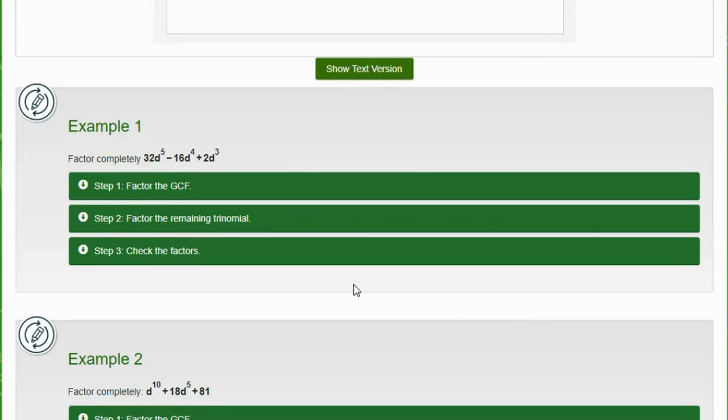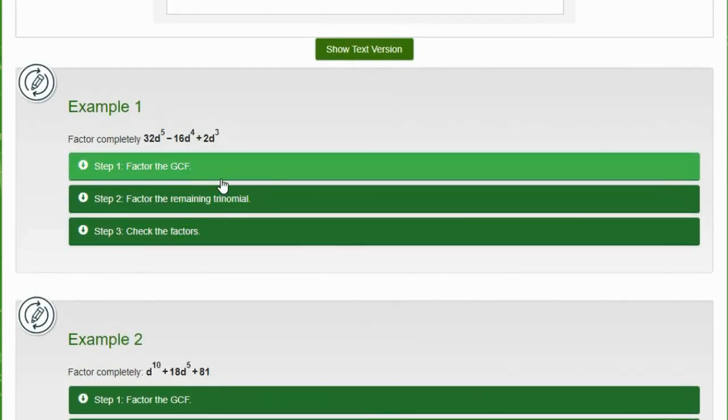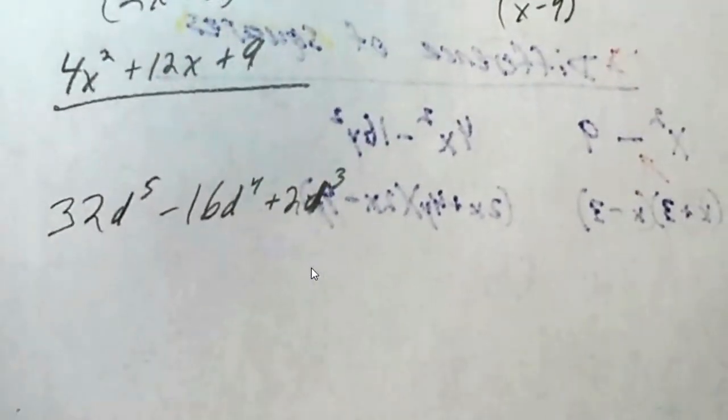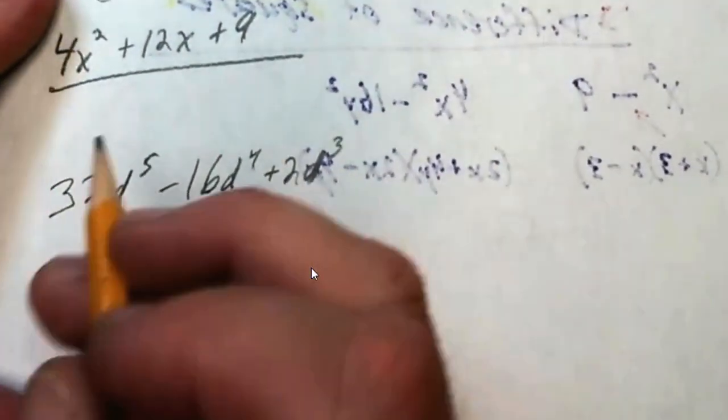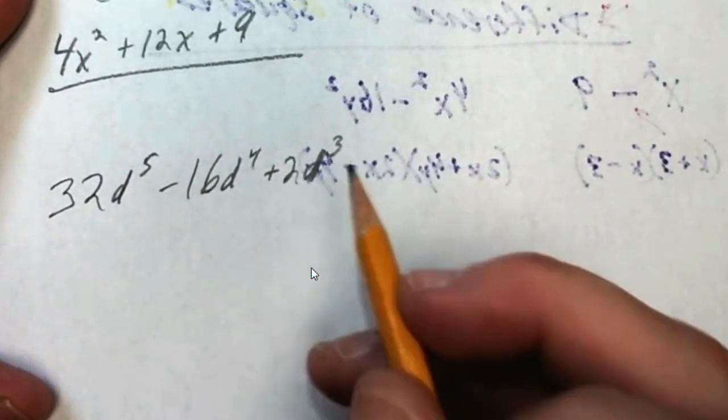All right, let's try one more example here. Hopefully you can see that because our paper's getting a little purple from the other side. 32d to the 5th minus 16d to the 4th plus 2d to the 3rd. We want to factor this.